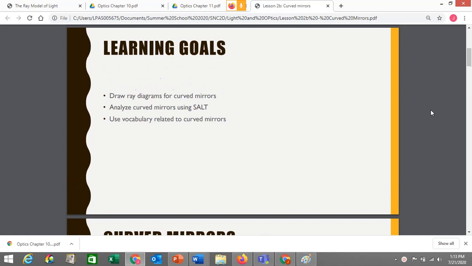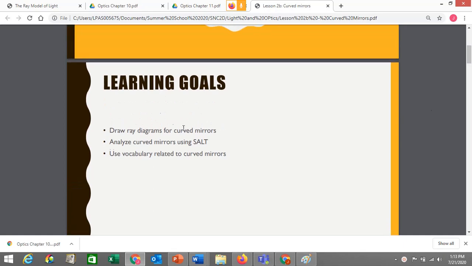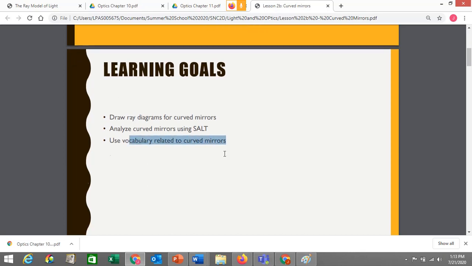Okay, so learning goals for today. We're going to draw ray diagrams for curved mirrors, as we just said. We're going to analyze images in curved mirrors using SALT. This is going to help us analyze images, and also if we understand SALT, we can think about what type of image we are supposed to get, but you're also going to need some new vocabulary to understand how all this works.